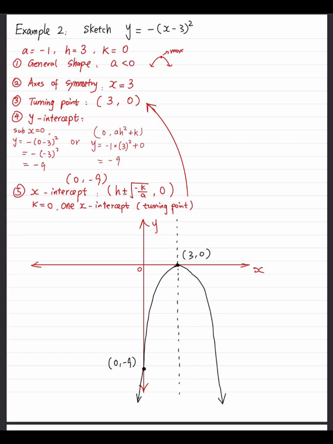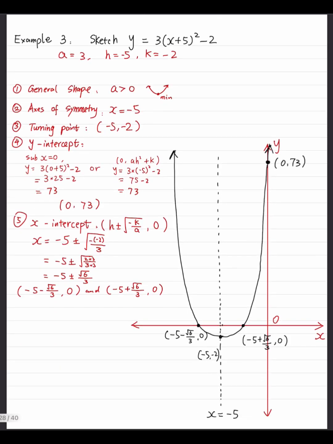Okay? So in this case, we can easily sketch the graph by firstly labeling the axis of symmetry as well as the y-intercept here. So after these two, we know that the particular turning point is also the x-intercept. And then you need to draw the parabola according to the general shape.